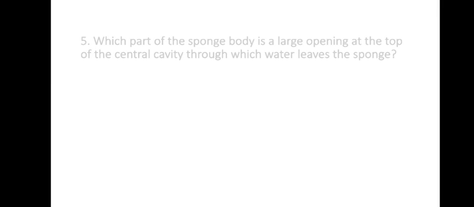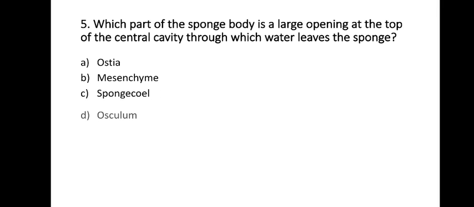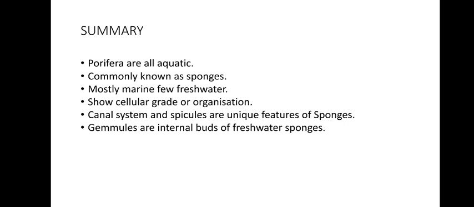The next one, the last question. Which part of the sponge body is a large opening at the top of the central cavity through which water leaves the sponge? Ostia, mesenchyme, spongocoel, osculum. And the correct answer is osculum. Okay, there is a small mistake. It is the osculum, through which water leaves the sponge, not B. It is D. D is the right answer.